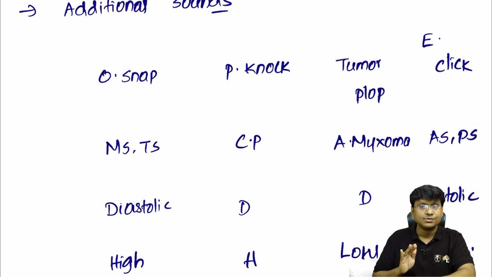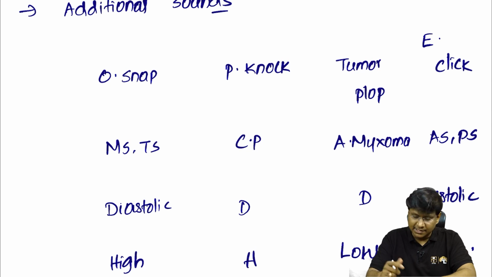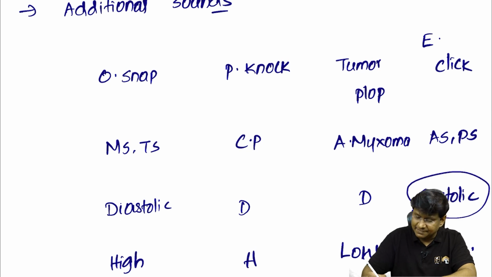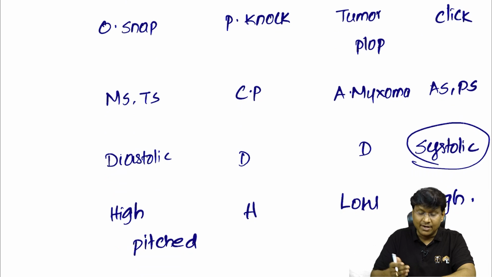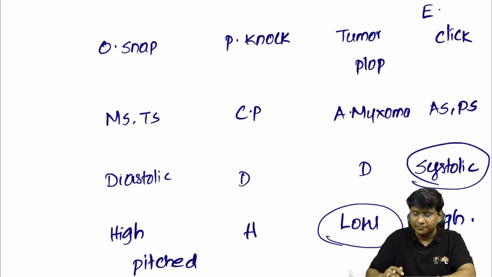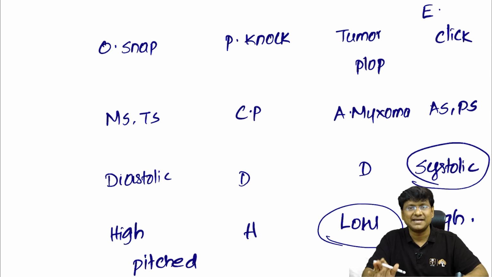a high pitched sound. So the point is, all the additional heart sounds are heard during diastole, except ejection click, which is heard during systole. And all the additional heart sounds are high pitched sounds, except the tumor plop, which is a low pitched sound. So these are some of the important points related to the abnormalities of the heart sounds.